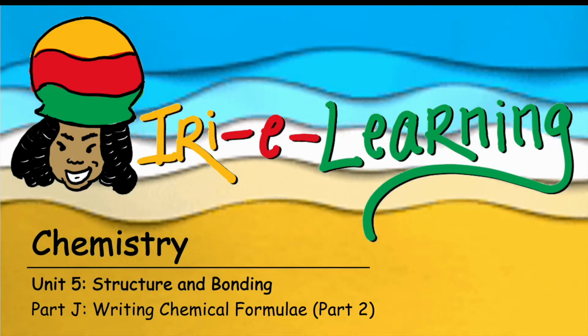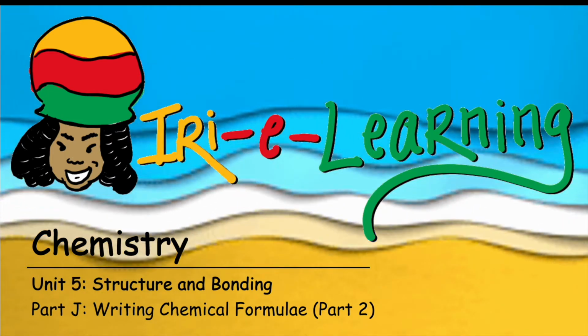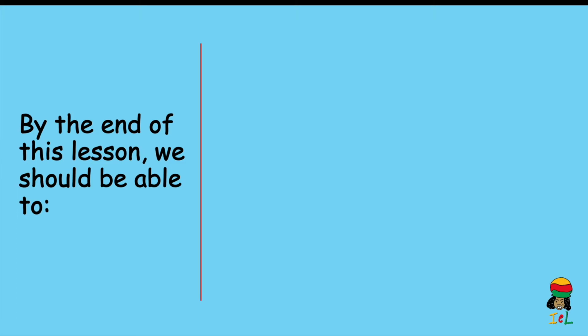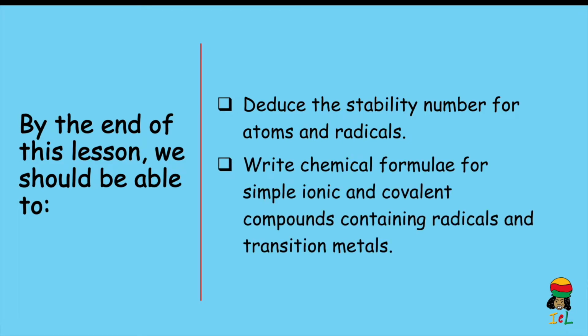In this structure bonding lesson, we will examine part 2 of writing chemical formulae. Check the description box for links to all the videos related to this unit. By the end of this lesson, we should be able to deduce the stability numbers for atoms and radicals, and write chemical formulae for simple ionic and covalent compounds containing radicals and transition metals.